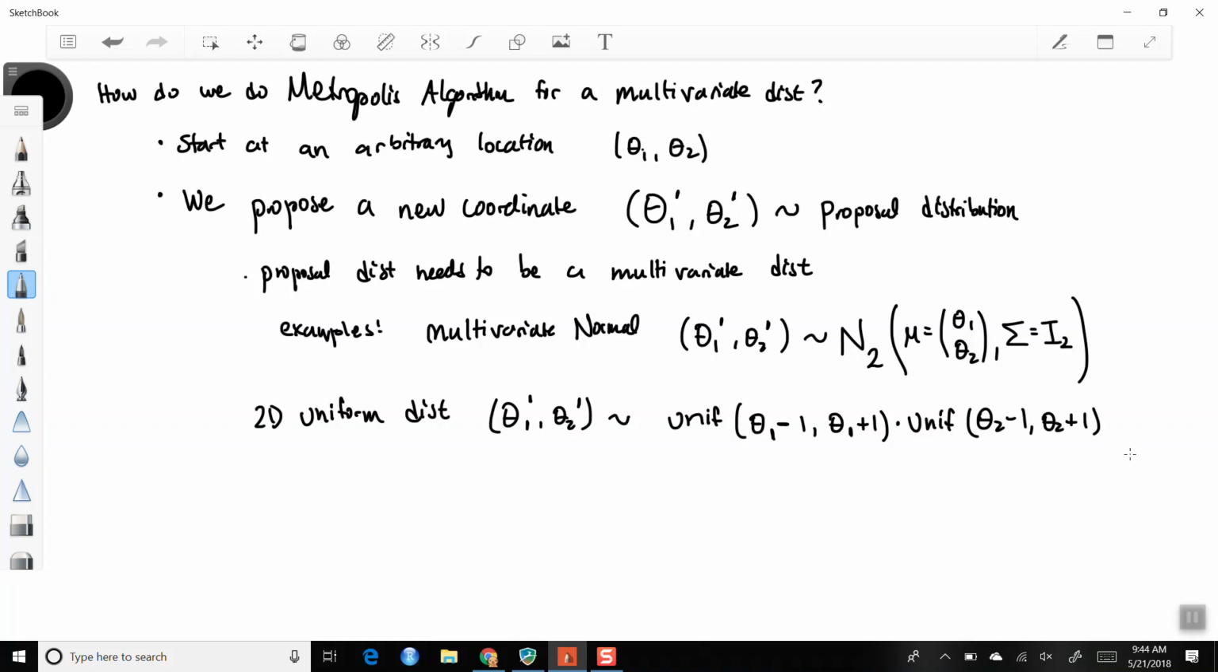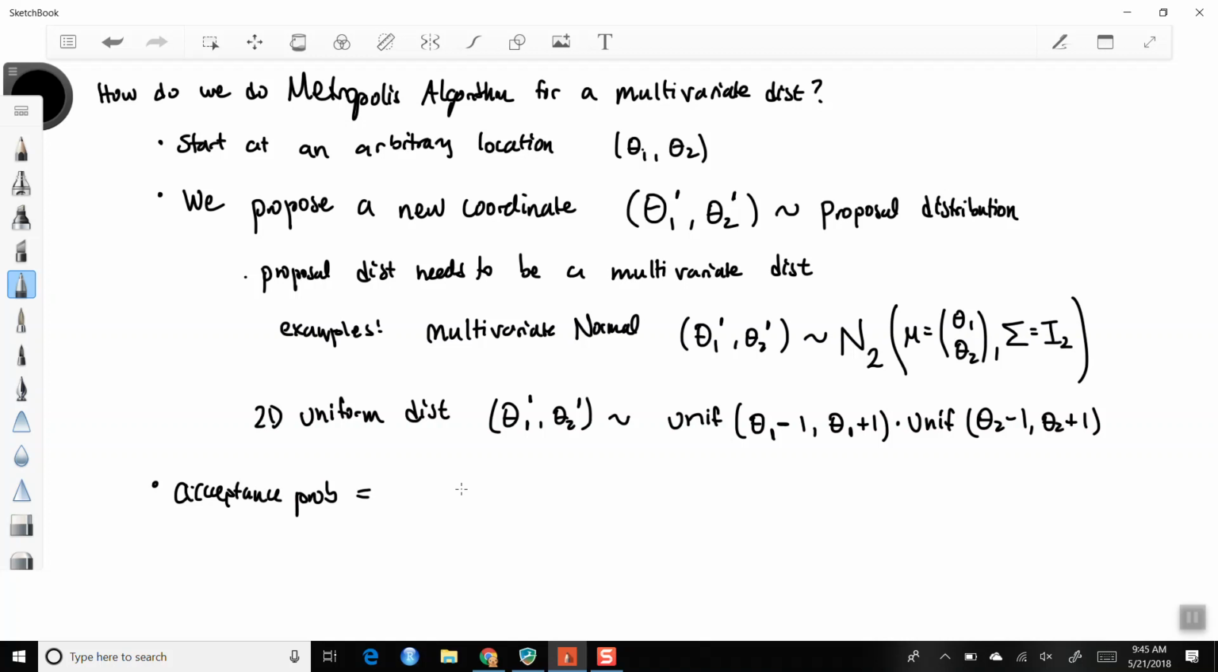And then, what do you think the next step in the Metropolis algorithm would be? So you have your new proposed location. We have the proposed location, theta 1 prime and theta 2 prime, and then what do we do? We calculate our acceptance probability. And what do you think our acceptance probability is going to be?